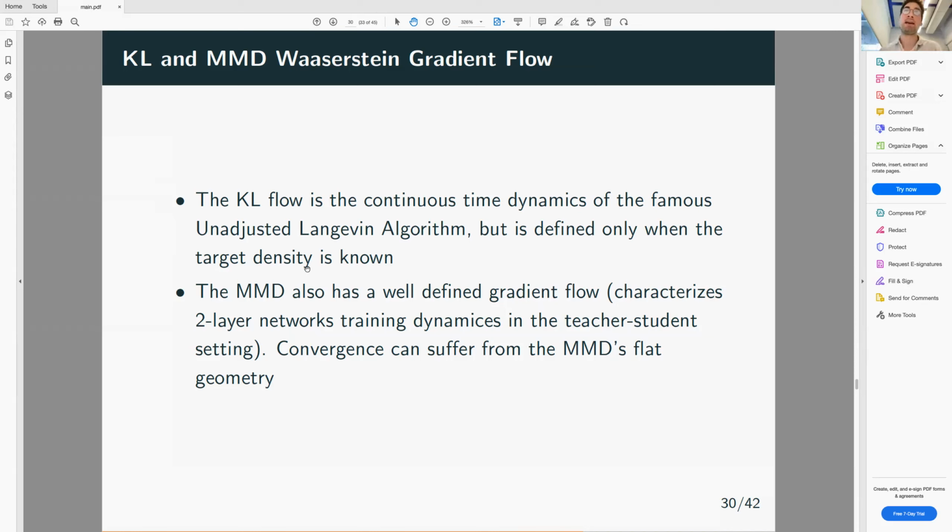On the other hand, the MMD also has a well-defined gradient flow. And it turns out that the MMD flow characterizes the dynamics of training a two-layer neural network in the teacher-student setting. You can see it in the paper of Lenaïc Chizat, for example, even though maybe it's not made super clear, but what's happening there is an MMD flow in the teacher-student setting. However, the convergence of the MMD flow can suffer from the MMD's flat geometry for specific choices of kernels, as for example the Gaussian kernel.